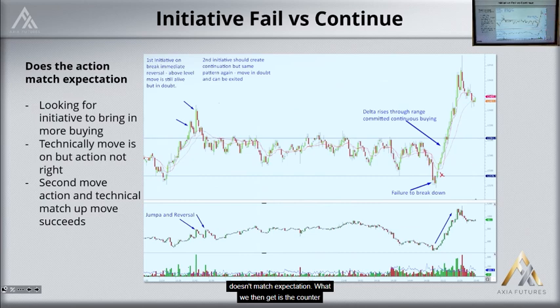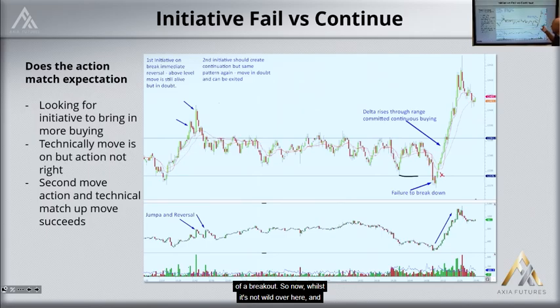What we then get is the counter situation, where in fact this time, on a breakdown from the range, you again get no continuation of delta to the downside, and in fact it barely changes, and we then start to see delta rising back up as soon as you come back into the range. All of a sudden now, this is saying to you, this is a break that's on. Technically, you've got the slingshot type idea from a candlestick perspective. You're seeing volume starting to rise. You're seeing delta steadily progressing within the range. This has got all the hallmarks of a breakout.